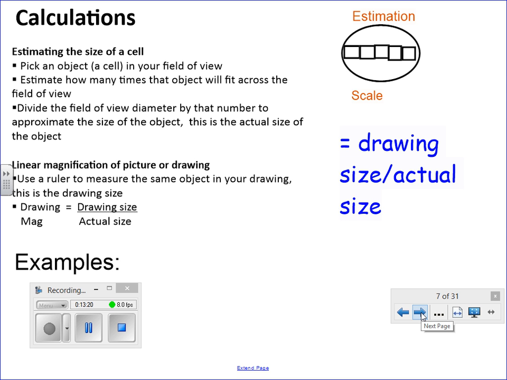So there's two other calculations, and these ones are a little more simple. The first of the other two is to estimate the size of a cell or any object that's in your field of view. Most of the time it will be a cell.